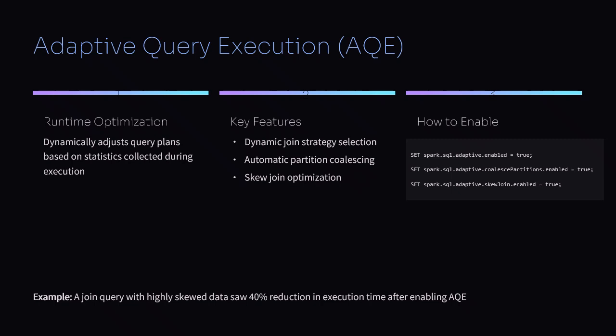In practice, enabling AQE can yield significant performance improvements. For example, a join query on highly skewed data could see a 40% reduction in execution time by dynamically optimizing join strategies and partitioning during runtime. This runtime optimization makes your Spark jobs more resilient to unpredictable data patterns, reduces shuffle costs, and improves overall resource utilization. Key benefits for scalable, cost-effective data processing.